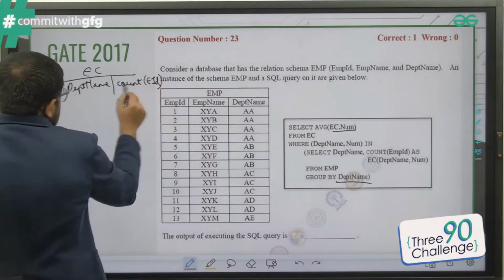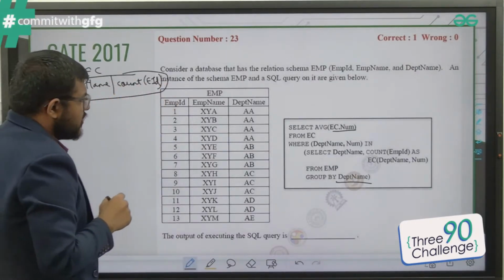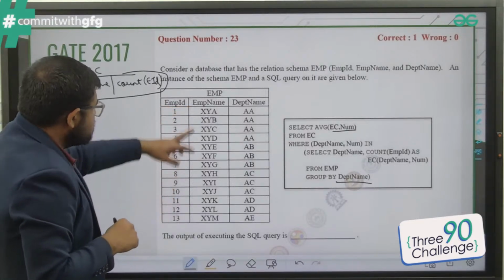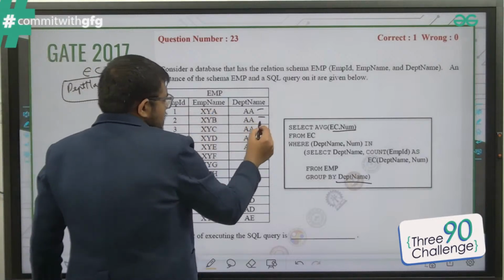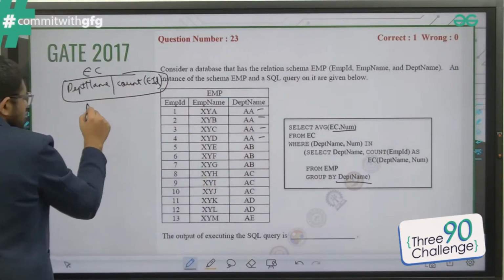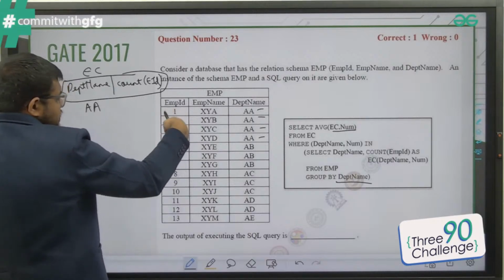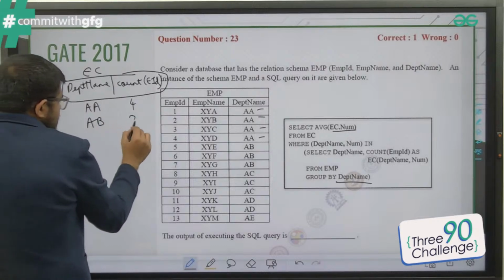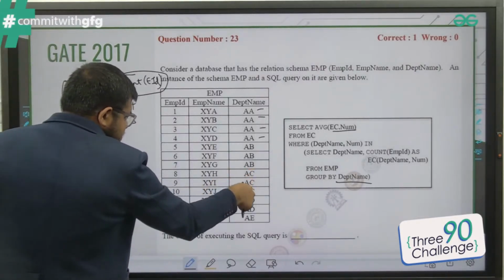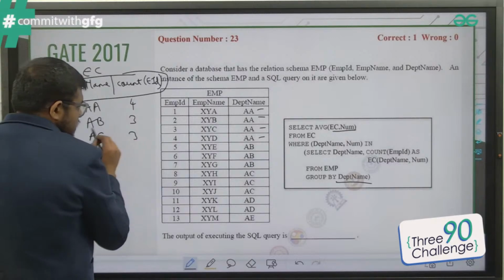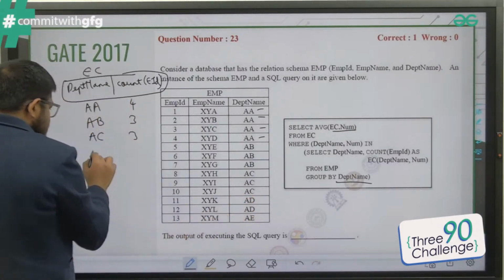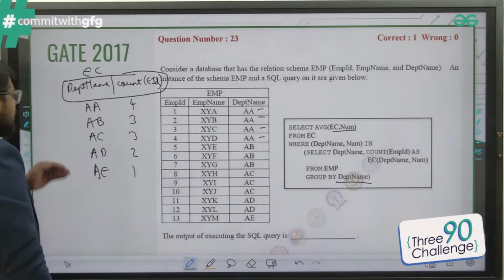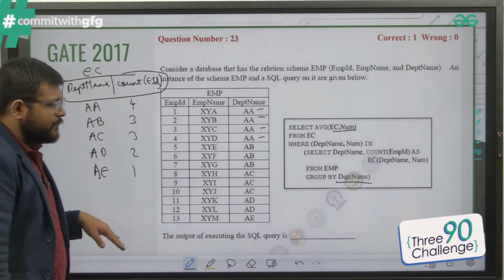So how many department names are there? Sorry, this is employee name. Department name is AA. So there are AA, and how many employee IDs are there? 4 different values. So I will say 4. AB: there are 3 different values. Then AC: again 3 different values. AD: there are 2 different values, and AE: there is only 1 different value. So this is the department name and this is the count of employees in that.